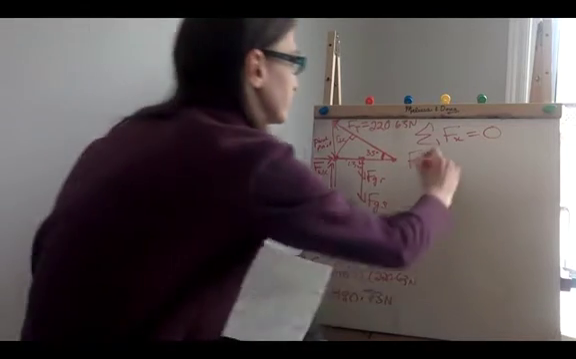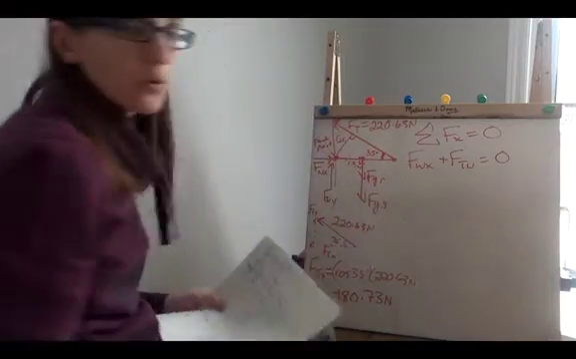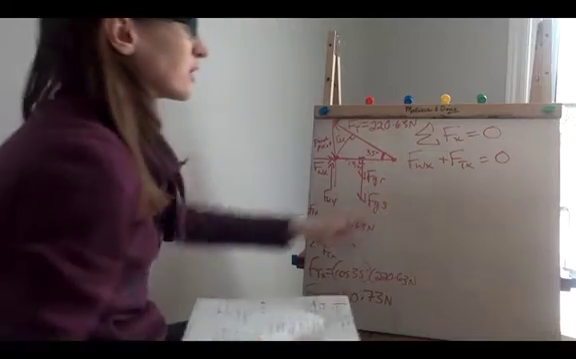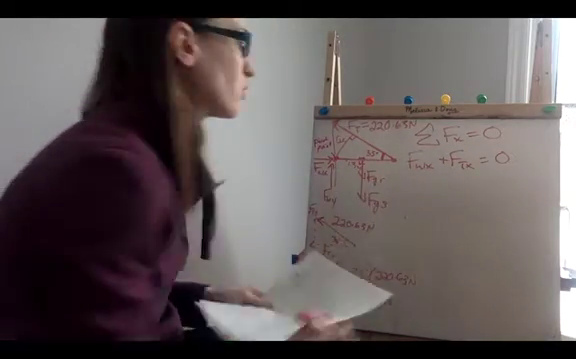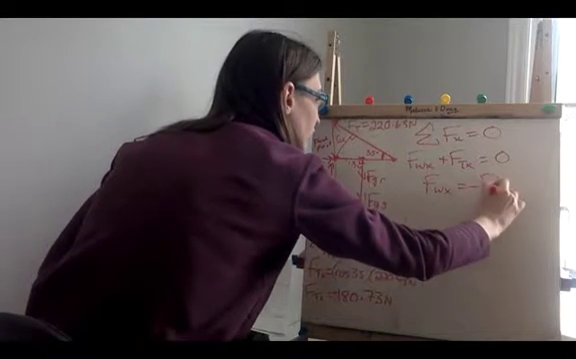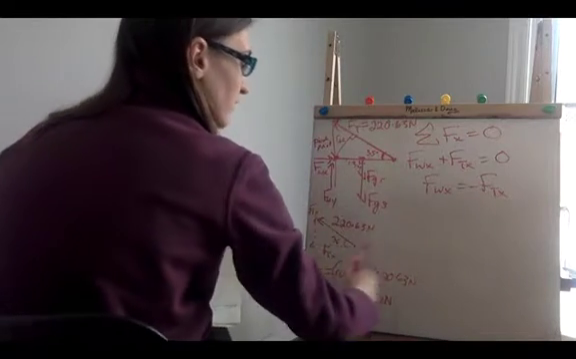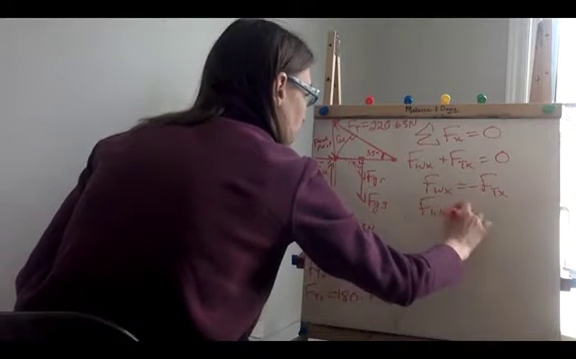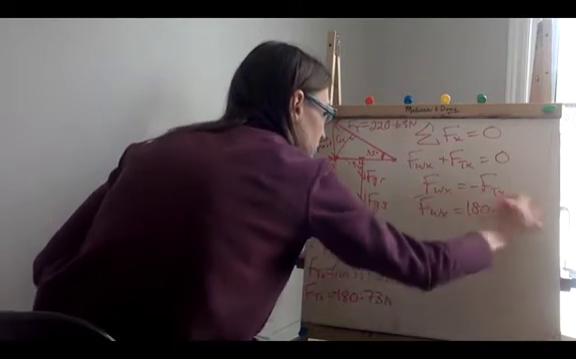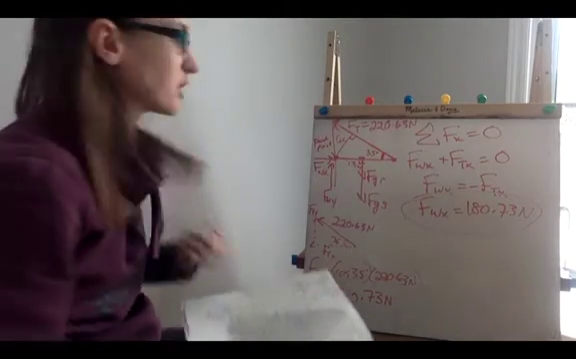So now, going back to this, knowing that the sum of those 2 things, that should be an x, not a w. Okay, the sum of those 2 x components has to equal 0. I'm interested in this. So the force of the wall in the x is equal to the negative force of tension in the x. So make that negative negative. So the force of the wall in the x will end up being a positive 180.73 newtons.